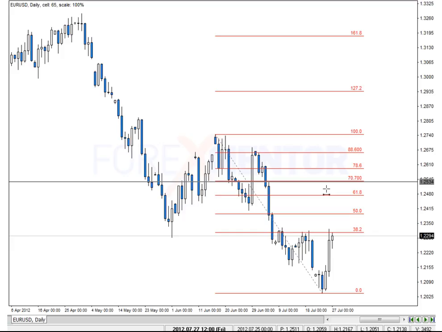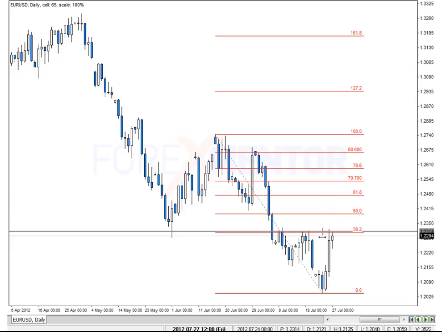If we just take a horizontal line, drop it down, 38 level, it's around these areas here that you want to start looking for possible patterns. See at this 50 area as well, we've got an area of resistance here becoming support. Also something you want to watch.